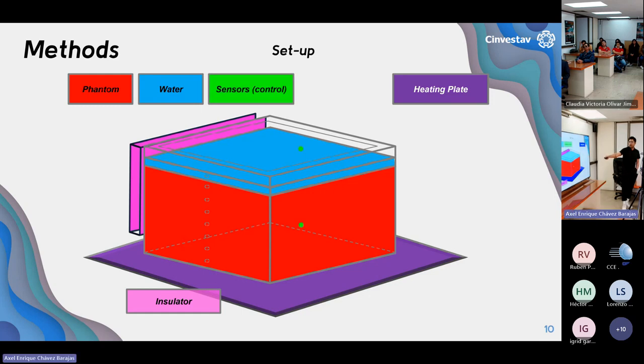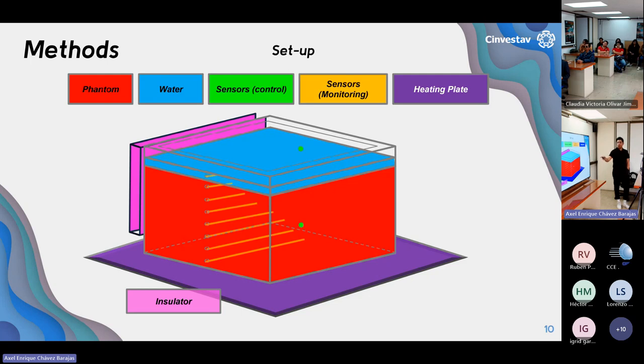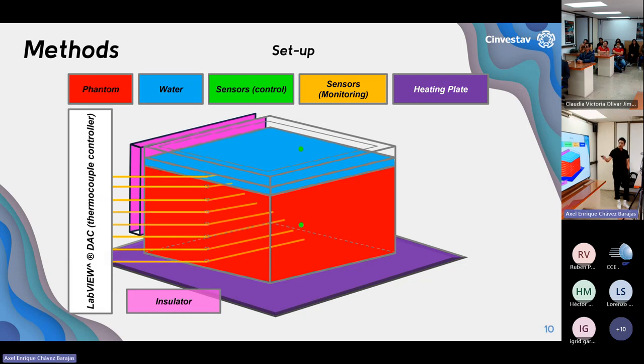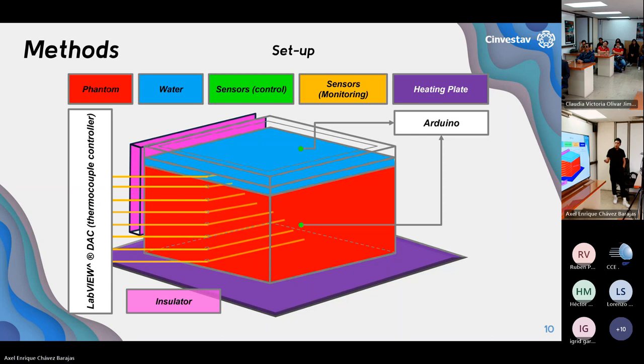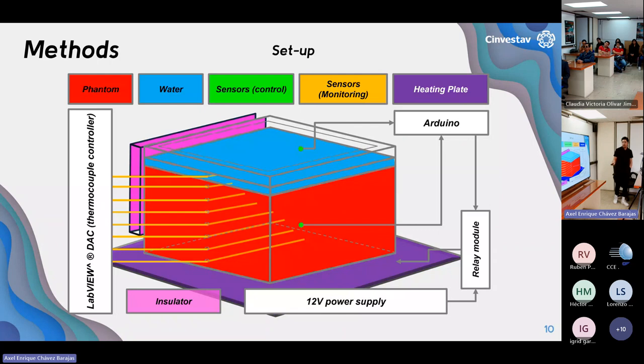We have two sensors to control the temperature that is induced through the heating plate. We have 8 sensors to monitor the temperature inside the body phantom. These sensors are driven by LabVIEW through a digital-analog converter. We put an Arduino card in order to control the sensors. It has a relay module and a 12 volt power supply. So this is the complete setup.